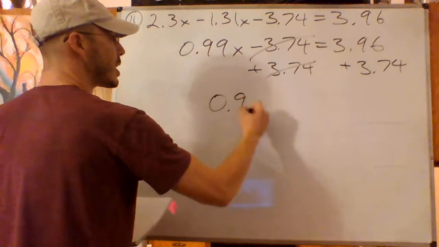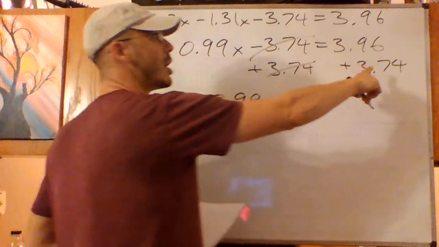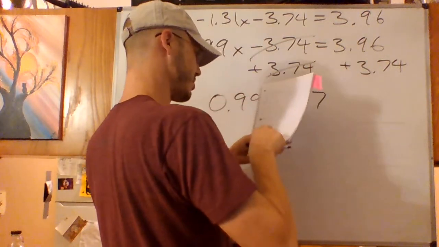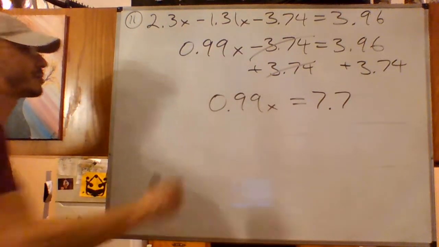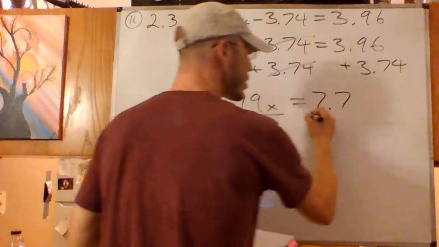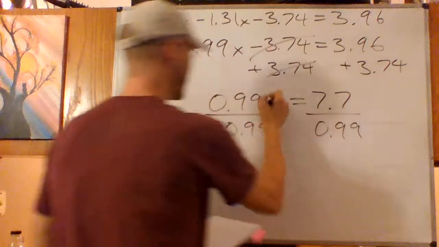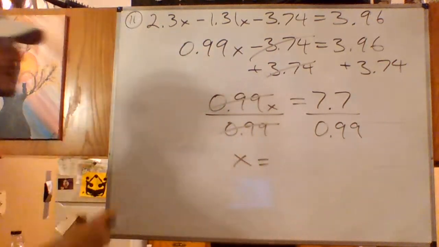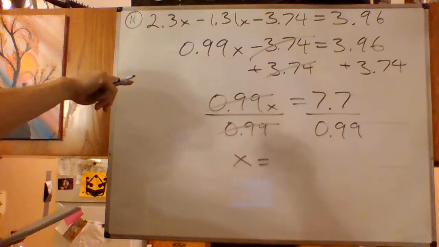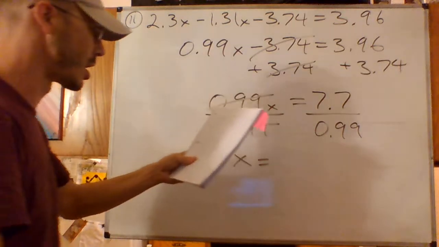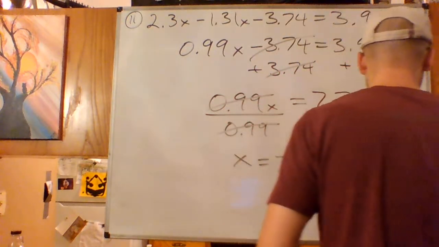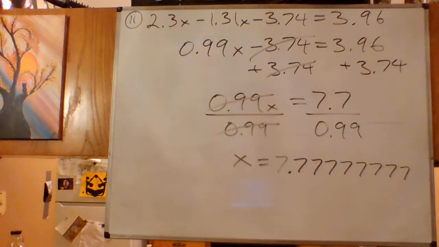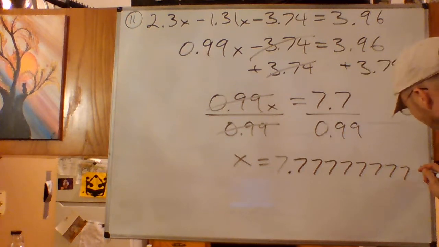There's just 0.99x, and over here, 7.7. And finally, dividing by 0.99 on both sides, they cancel over here and I get just x. Over here, 7.7 divided by 0.99 is 7.777777, and it keeps going with 7s. So wherever I stop, the next digit is going to be a 7, so I should round that one up to an 8.